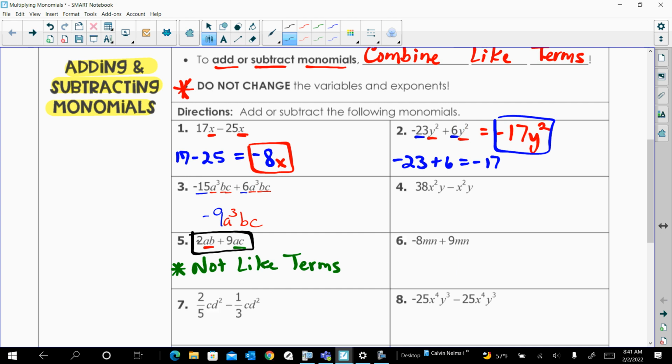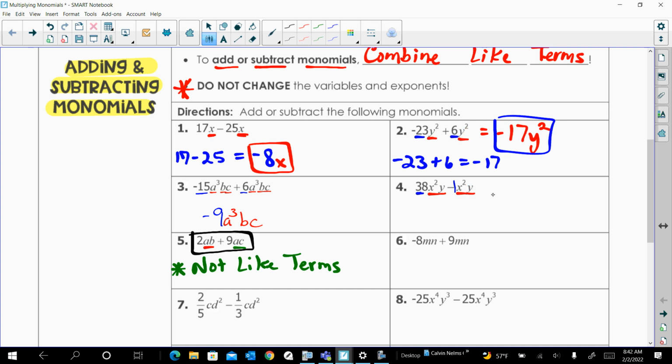All right, on 4, my variable is x squared y, and then I have an x squared y. We're going to subtract them. So if I have a 38 coefficient here, you remember what happens when you don't see a number? It's just a 1.